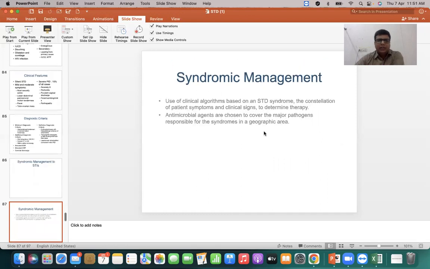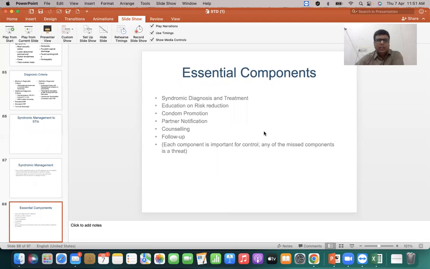Also, the syndromic management of STIs. It is a clinical algorithm based on an STD syndrome, the constellation of patient symptoms and clinical signs, to determine therapy. Antimicrobial agents are chosen to cover the major pathogens possible for the symptoms in the geographic area. Essential components of syndromic management are syndromic diagnosis and treatment, education on risk reduction, condom promotion, partner notification, counseling, and follow-up.